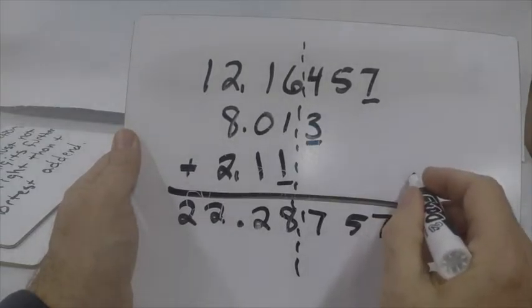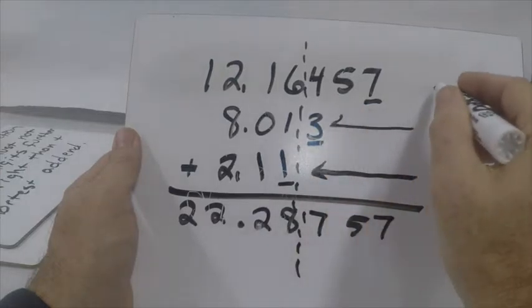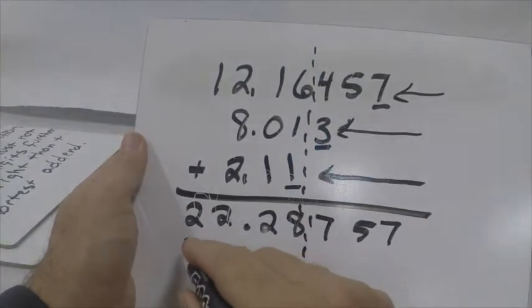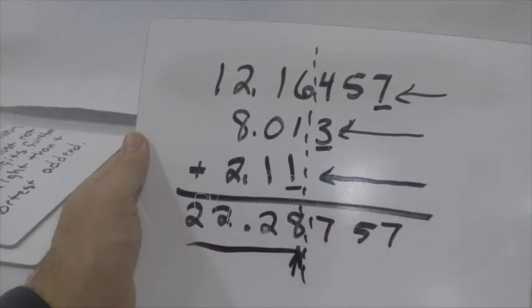I kind of think of it like this. If I draw an arrow like that, how far to the left do I draw it? Wherever the farthest is, that's where I have to cut off my answer. So I have to cut my answer off to the nearest hundredth.